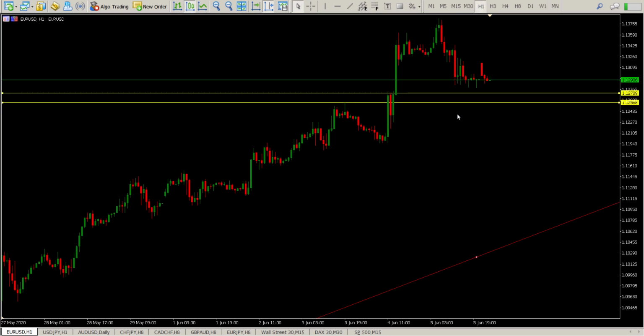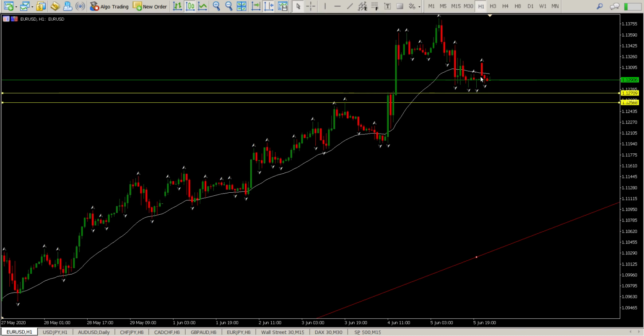Just get to the hour. Wait to see what transpires at the European Open, but definitely looking in this area, somewhere around 1.12570, somewhere in that area.